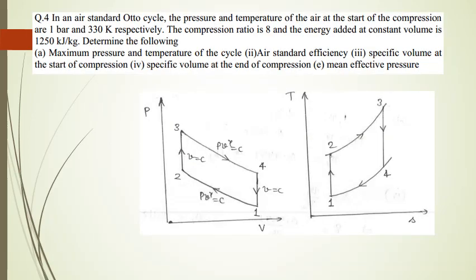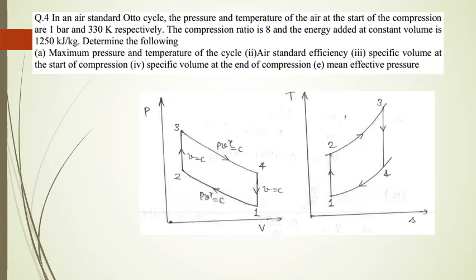In an air standard Otto cycle, the pressure and temperature of the air at the start of compression are 1 bar and 330 Kelvin respectively. The compression ratio is 8 and the energy added at constant volume is 1250 kJ per kg. Determine the following: maximum pressure and temperature of the cycle, air standard efficiency, specific volume at the start of compression, specific volume at the end of compression, mean effective pressure.